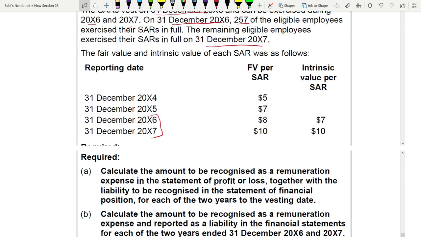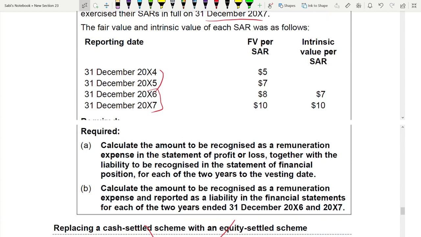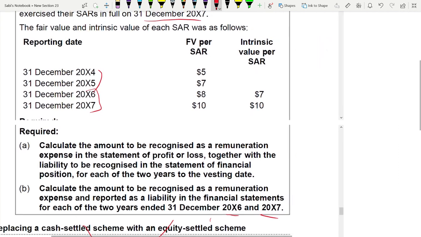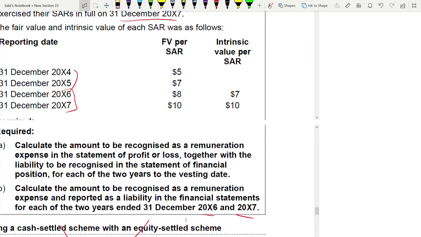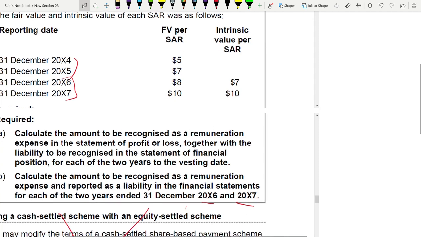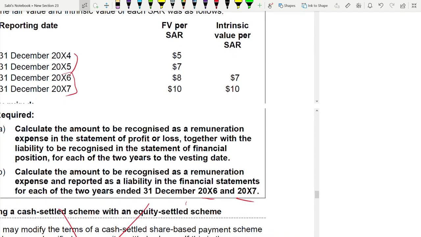A is to calculate the expense and the liability for the 2 years, 2004 and 2005. B is when you are exercising. You need to calculate the remuneration expense for 2006 and 2007. So let us quickly do A. You'll be able to do A. Should I do it for you or you'll be able to do it? Okay, let's do it. Since it's a small working, it won't take more than 2 minutes.